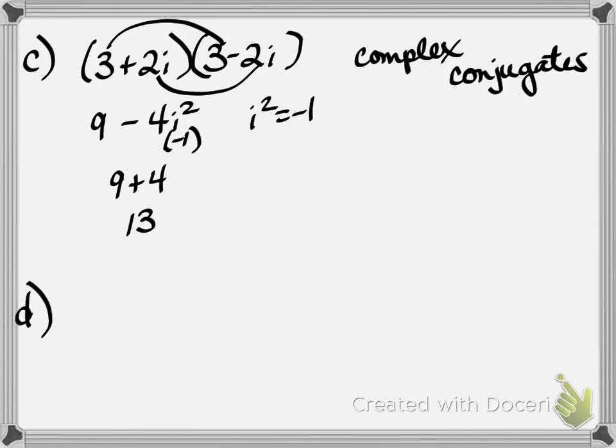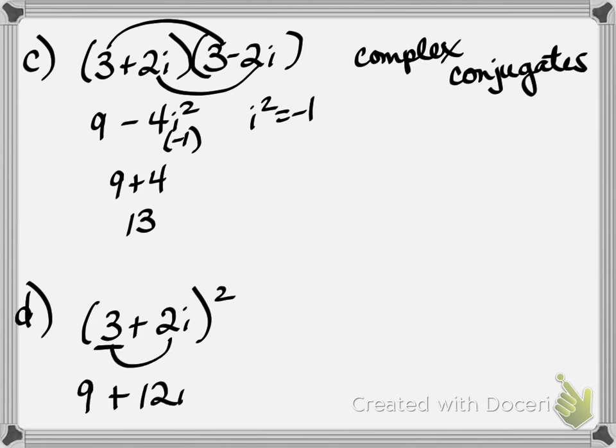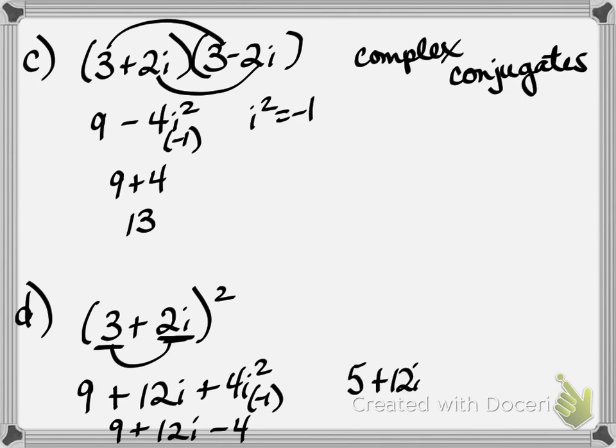Last one. What if you had (3 plus 2i) squared? You can square the binomial just like we practiced squaring binomials earlier. You can just do a squared. You can multiply these together for 6i and double it. And then you can square the b. Remember, i squared is negative 1. So that's 9 plus 12i minus 4. So it's 5 plus 12i.